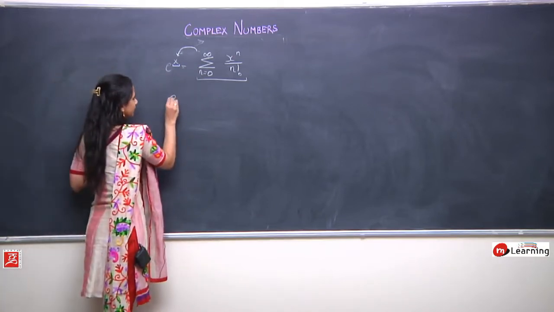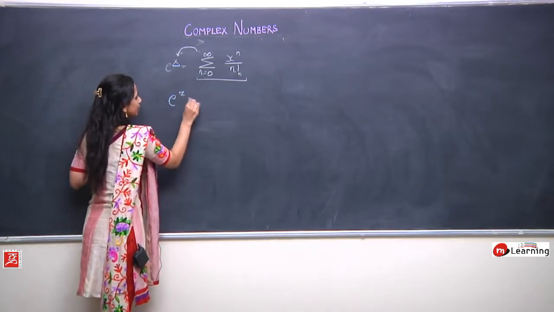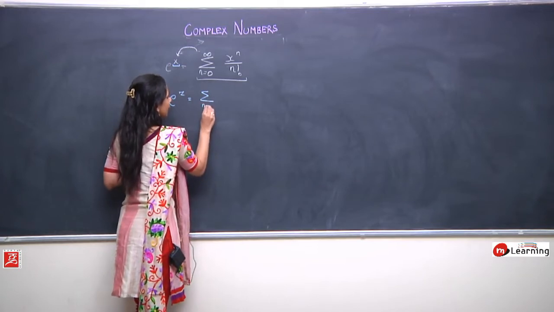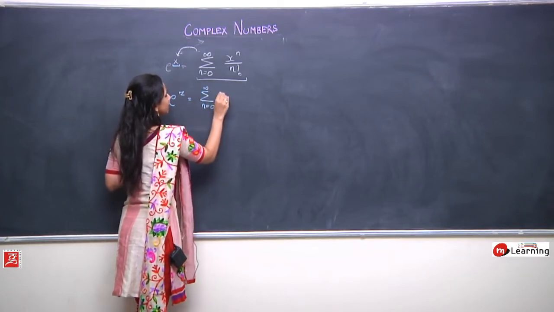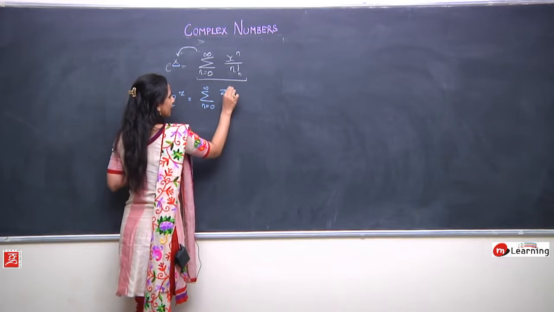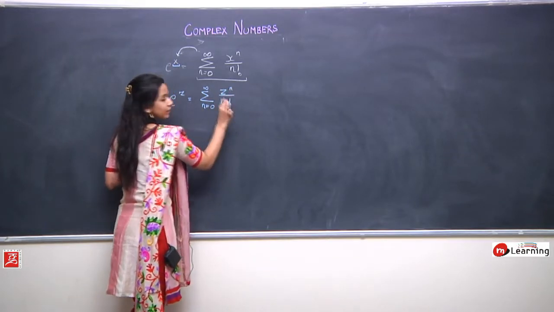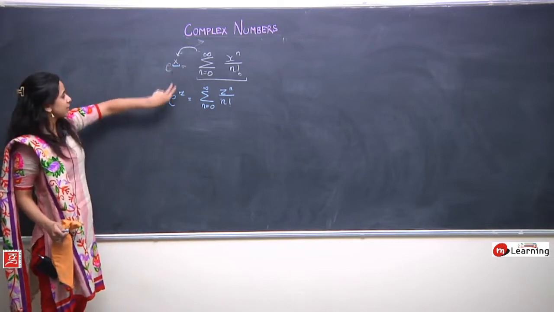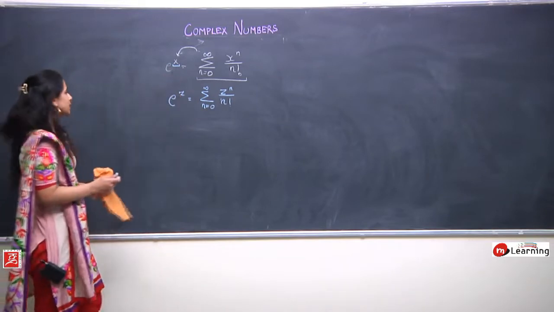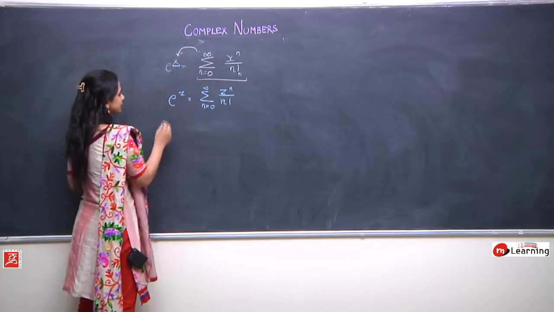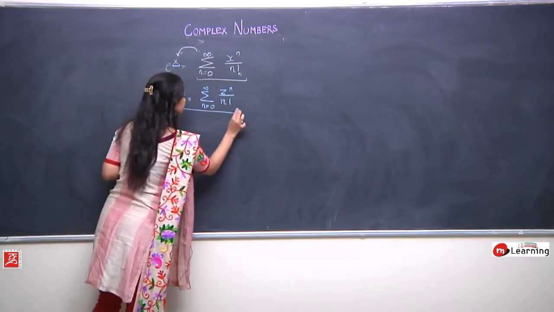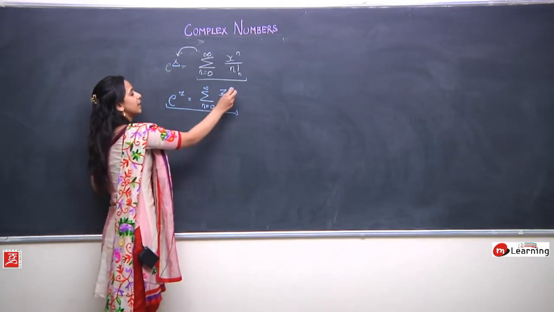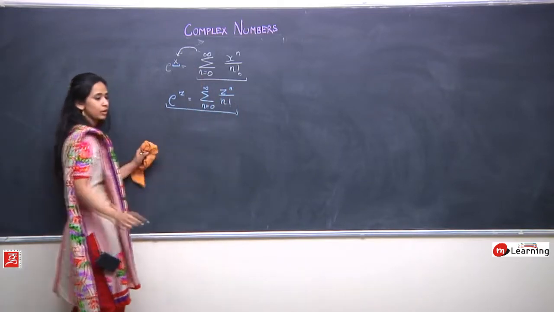So I can write e to the power z would be equal to summation n equals 0 to infinity z to the power n by n factorial. Once again, what I have done is, I have replaced this x by z here, and thus I have obtained that e to the power z can always be represented as summation n varying from 0 to infinity, z to the power n by n factorial.